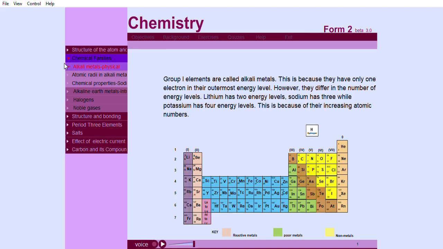Lithium has 2 energy levels. Sodium has 3, while potassium has 4 energy levels. This is because of their increasing atomic numbers.